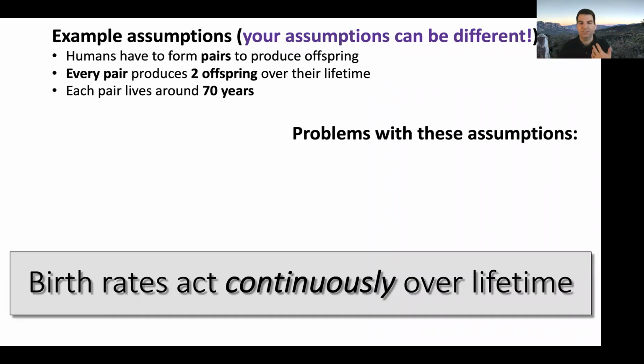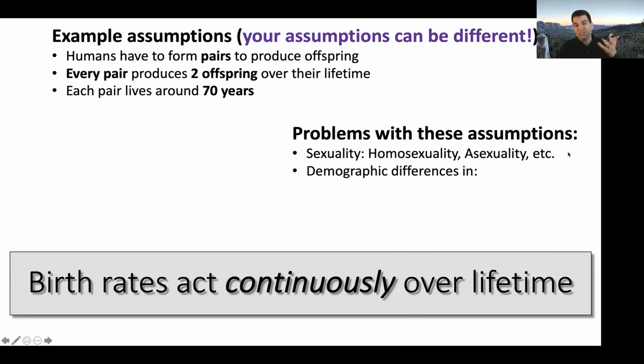Now, I've mentioned there's a bunch of problems with these assumptions. This first one about how humans pair up may not match with all of the different ways that humans relate to each other sexually. There might be demographic differences in offspring production. It might be that those who are more affluent have a different number of offspring than those who have a harder time finding resources.